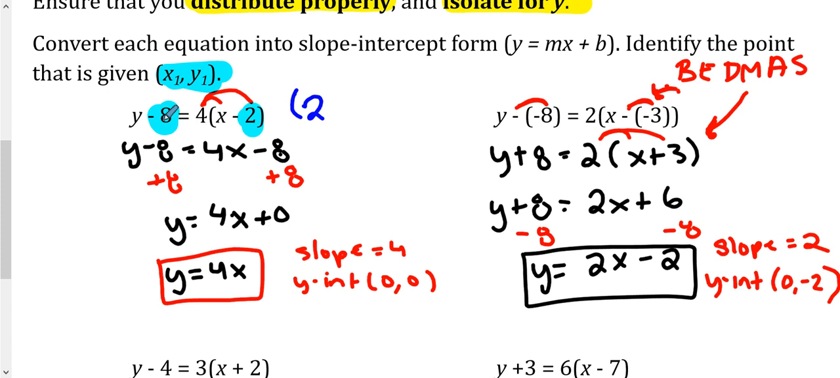It is x minus x1. So we actually have a positive 2 for x, because I'm subtracting, like the equation told me to, a positive 2. And I have a positive 8 for y. For my second equation, I had an x value of -3, right? We can see that we were subtracting a -3, and a y value of -8.